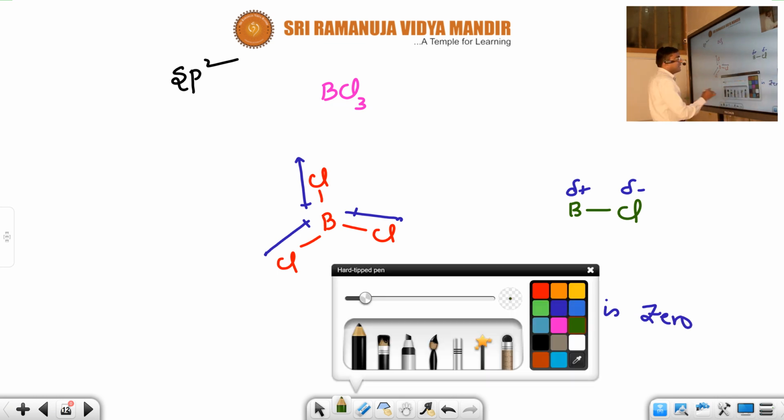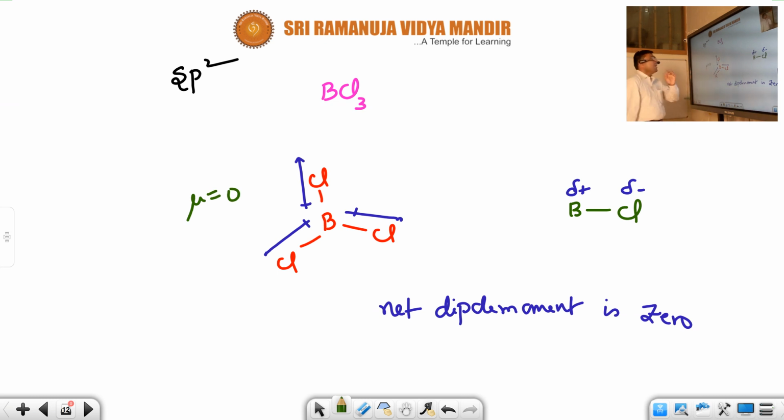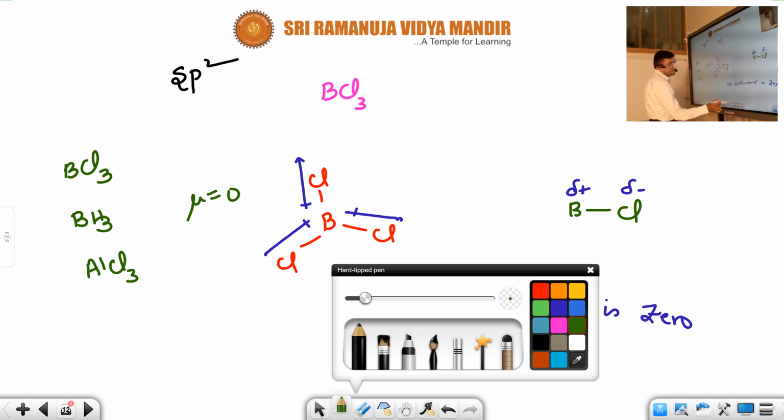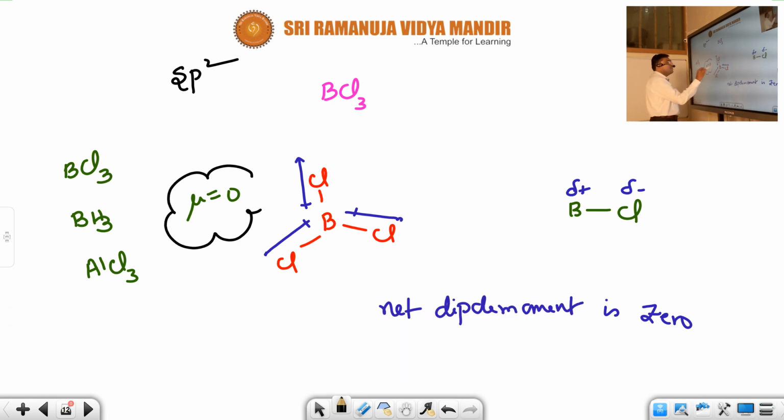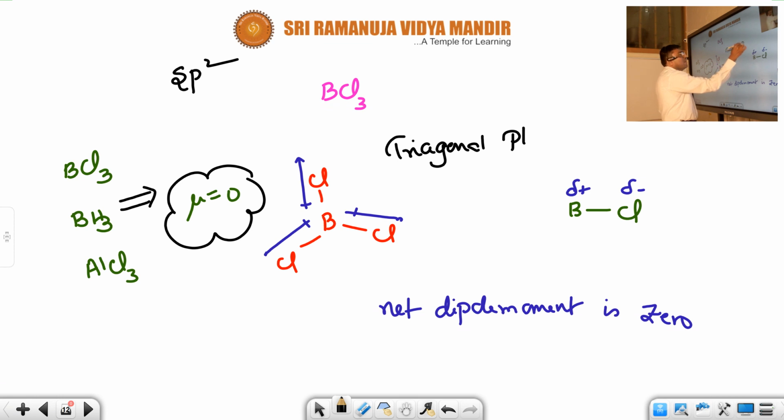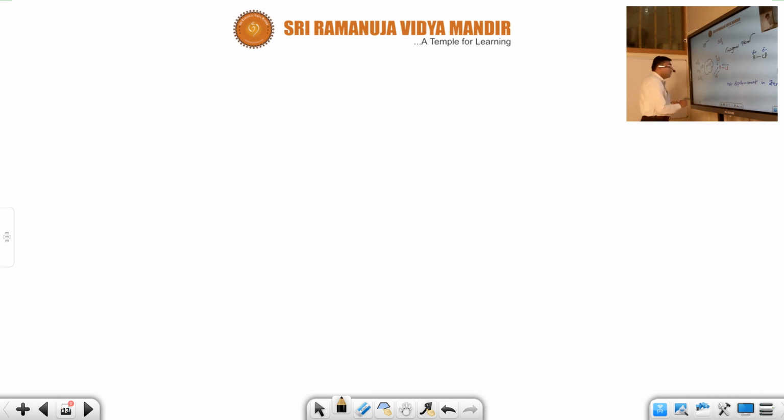So in this case, mu is equal to 0. You are all aware, BCl3, BH3, AlCl3, these are all isostructural. In all these cases, students, mind you, the dipole moment is 0. So for sp2 hybridization, trigonal planar structure, the dipole moment is 0. Well, let us move on to the next slide.